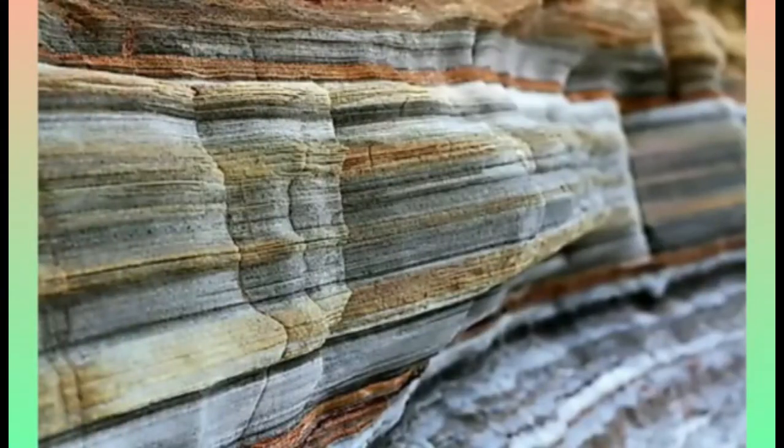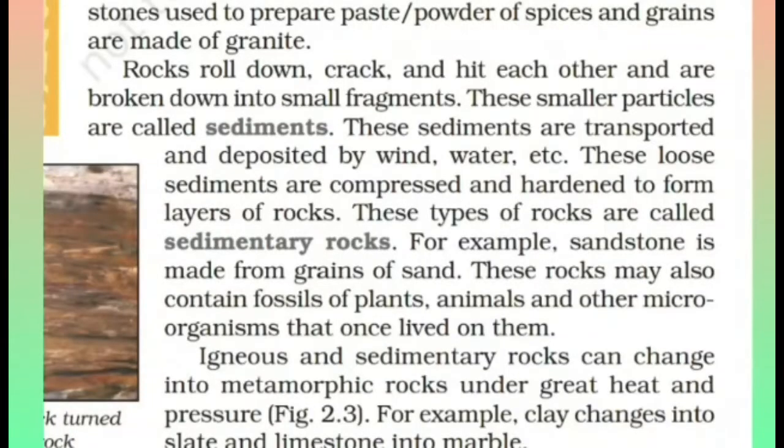So these are the sedimentary rocks. For example, sandstone is made from grains of sand. These rocks may also contain fossils of plants, animals, and other microorganisms that once lived on them. So the example of sedimentary rocks is sandstone, and this sandstone, it is made from grains of sand. So these rocks, the sandstone, it may also contain what? Fossils of plants, animals, and other microorganisms, okay, that once lived on them.